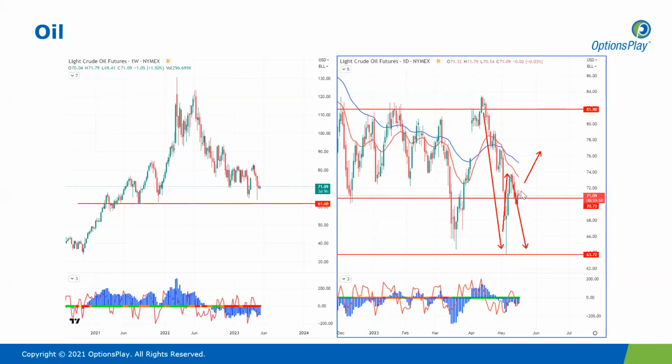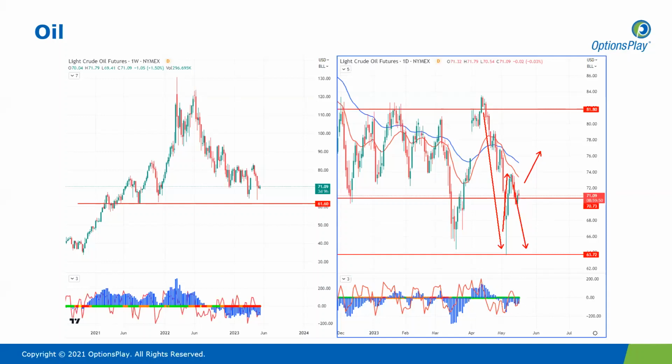Over the next couple of days, if oil can close above 72, that would indicate that we could see a continuation higher. But if it closes below 71, that would indicate a continuation lower here and perhaps another retest of 63. So the price action for oil is actually quite ambiguous.